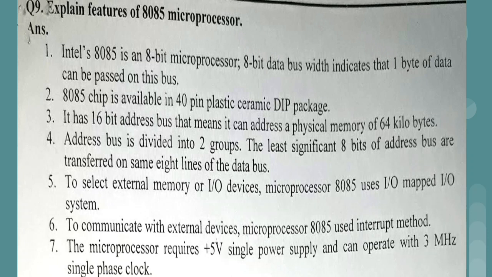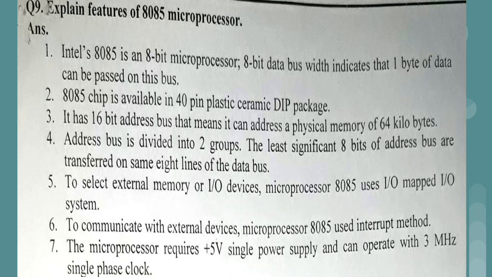After that, the next feature is to communicate with external devices. The microprocessor uses the interrupt method. Whenever you want to communicate with an external device, we need to stop the current execution of the program, right? So how will we stop that execution? By generating an interrupt signal. So the microprocessor 8085 uses the interrupt method. It creates an interrupt, because of which the current execution stops and the control moves to a new memory location, through which we connect to the external device.